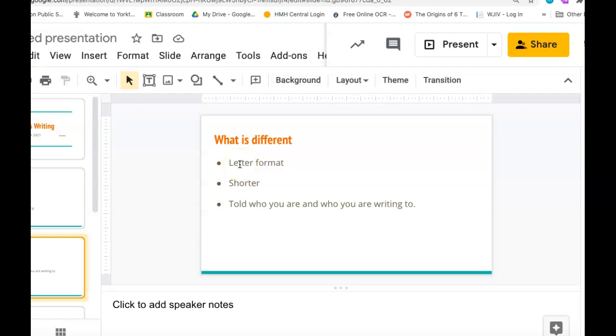Well, you're going to write it in letter format. So you're going to start with a salutation, dear whoever the letter is supposed to be to, and you're going to end it with sincerely and your name and your job title. It'll be shorter. You're not going to have as many body paragraphs, and you're going to be explicitly told who you are and who you are writing to.